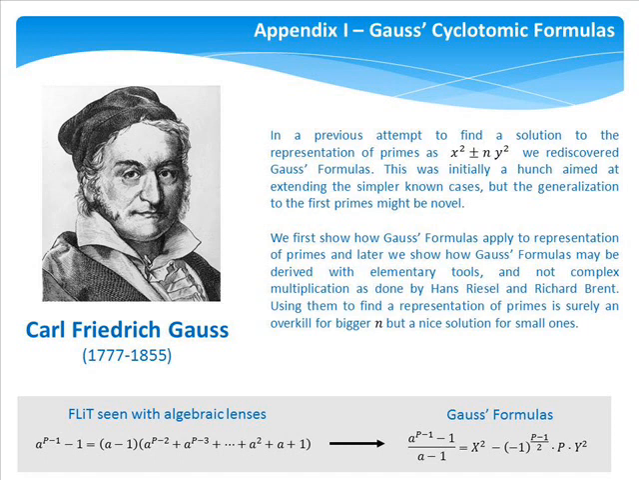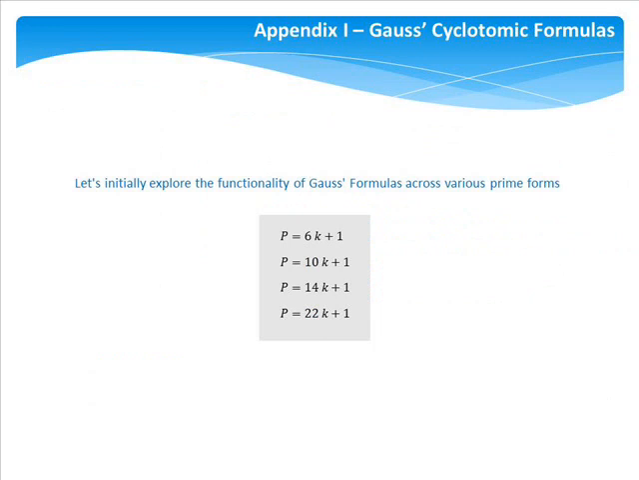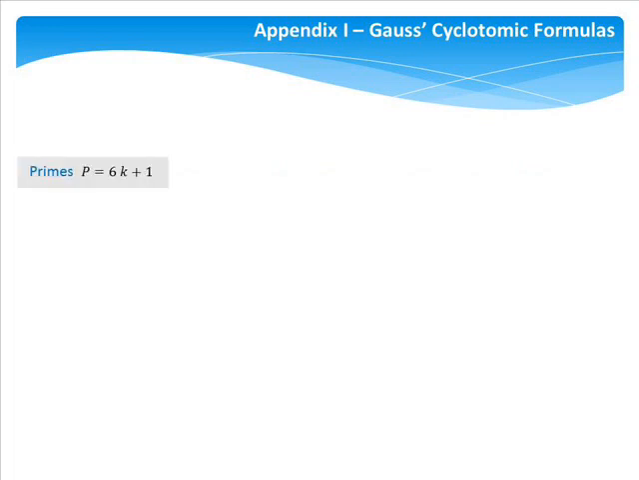Using them to find a representation of primes is surely an overkill for a bigger n, but a nice solution for small ones. Let's initially explore the functionality of Gauss cyclotomic formulas across various primes forms. We'll start with primes 6k plus 1.